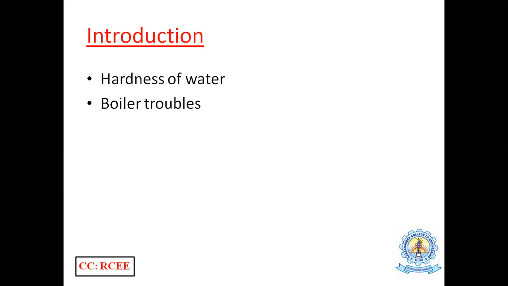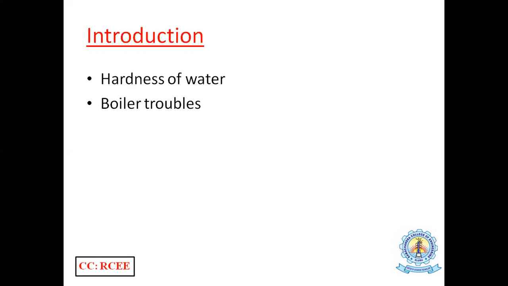Before going to the introduction of today's session, we will recall the previous two sessions. In the first session, we learned about water availability, distribution, hardness of water, units, as well as determination of hardness of water by using the complexometric method. In the second session, we learned boiler troubles, that is priming and foaming, scale formation, and next, boiler corrosion and caustic embrittlement.